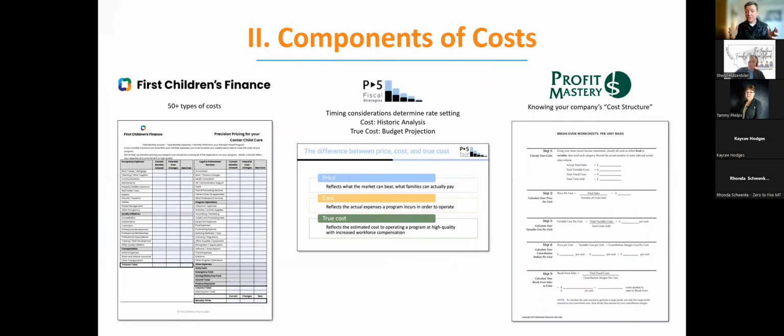Let's look at three of our partners. On this slide, I'm really trying to help you understand what the critical components related to costs are. Hold on one sec, I just lost the screen.